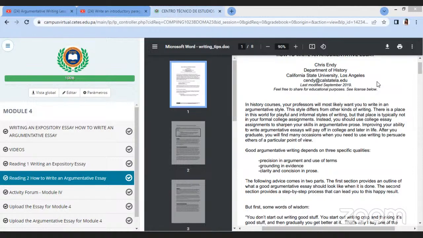So, how to write an argumentative essay. In the reading, you can find some words showing how this style differs from other kinds of writing. There are some words there that may help you. Okay. And how to write an argumentative essay.